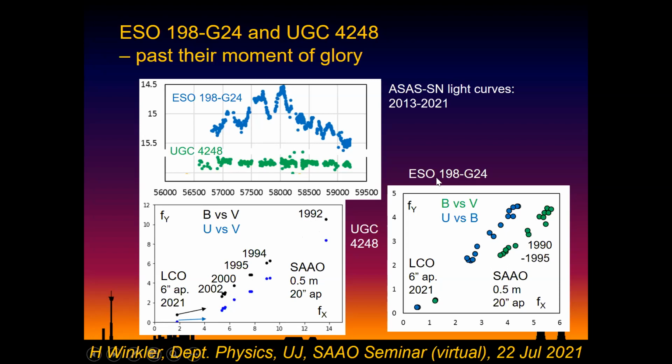A very similar pattern here for ESO 198-G24. These data points are from the early to mid-1990s. This is what it looks like now. Both cases very faint. So we're looking at a situation where a once very bright AGN, which was just picked up in some of the earliest X-ray surveys, is now right down here. And the question is, will it ever come up, or has this now essentially seen its moment of glory and is now just going to become an ordinary galaxy?